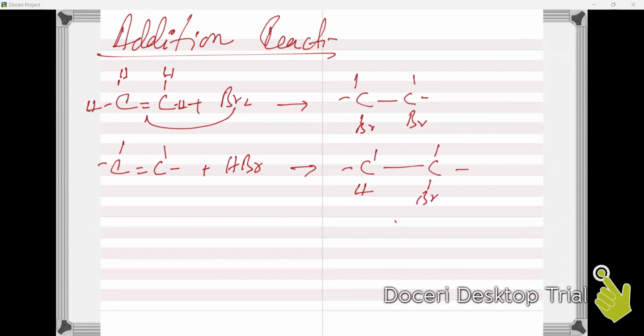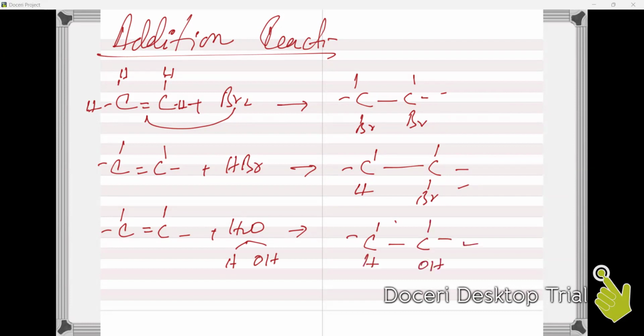So you will get bromoethane. Here is dibromoethane. Here is bromoethane. If you are reacting this one with H2O, then H2O will break as H and OH, and hydrogen and OH will be added. So this will be ethanol. So from ethene it changed into dibromoethane. From ethene it changed into bromoethane. From ethene it changed into alcohol.